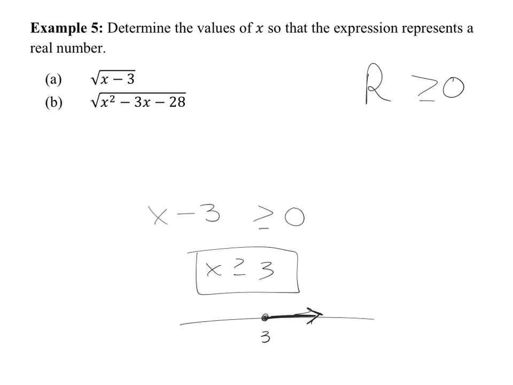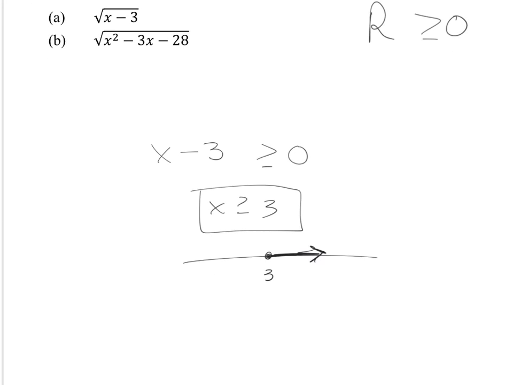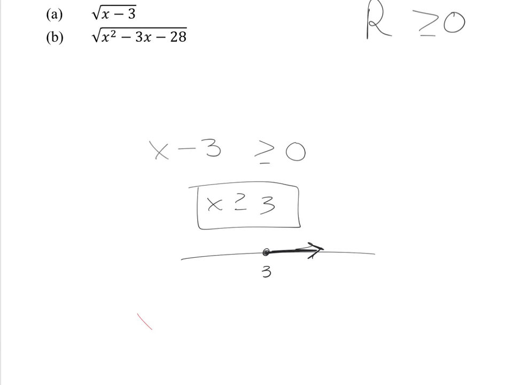How about the second part? Same approach, please. Set the radicand greater than 0. So let's start with that. That radicand is a little bit more tricky, but let's set it greater than or equal to 0.